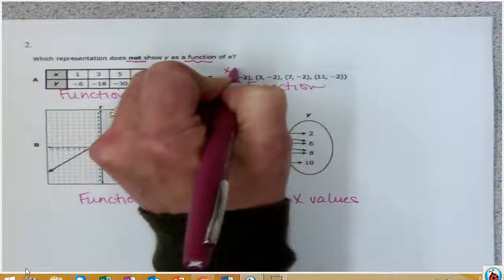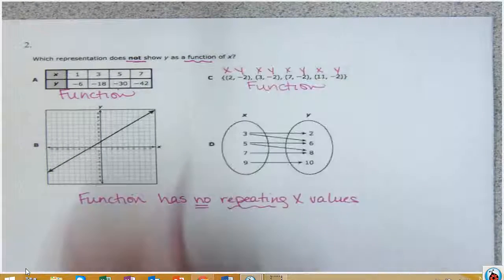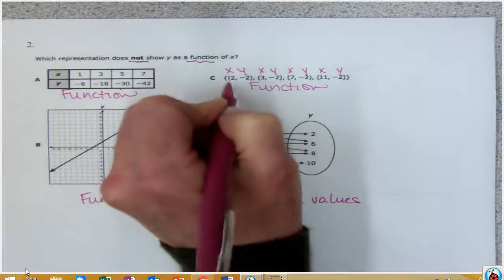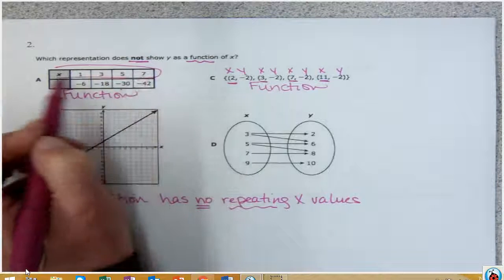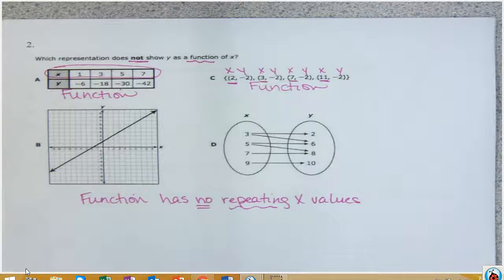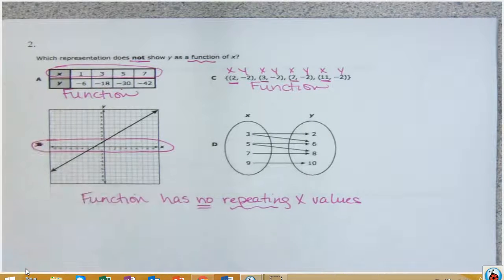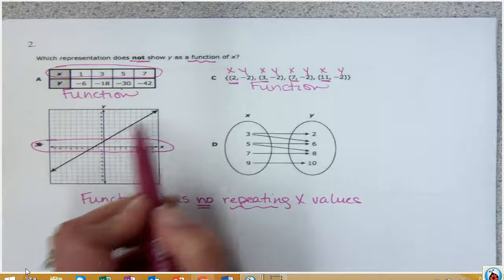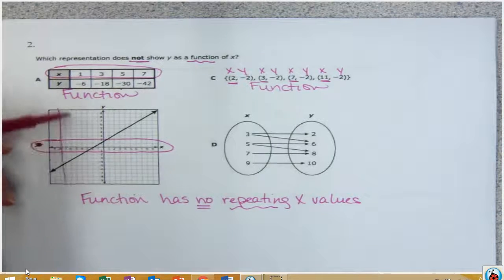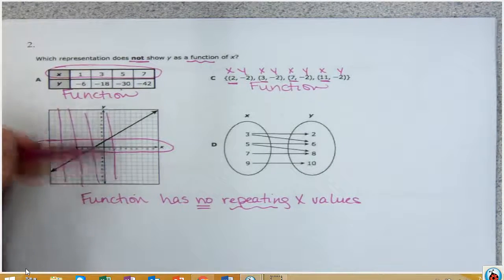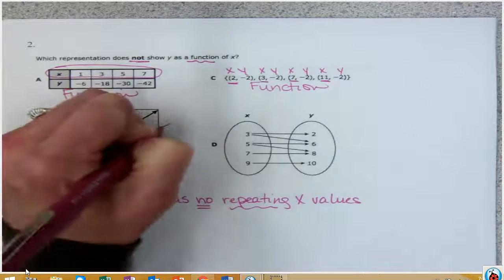We're only looking at our x values. We know our x's are on the left and our y's are on the right. So we're only looking at our x's. And here we're only looking at our x's. Here we're looking at our x-axis. Are there any repeating x values? Each x is assigned, this is where we use the vertical line test. Each x is assigned one y value. So this would be a function.